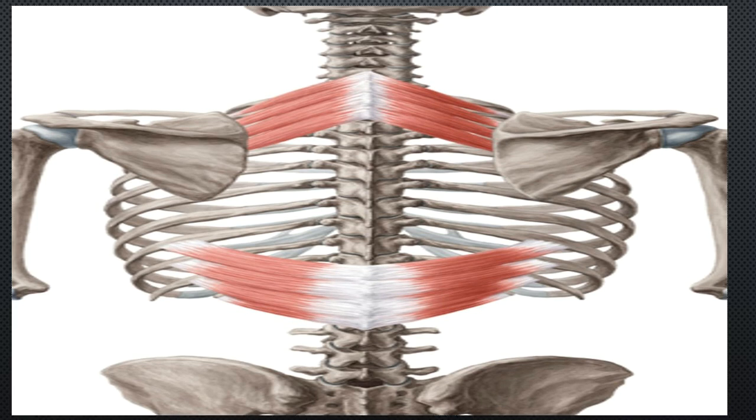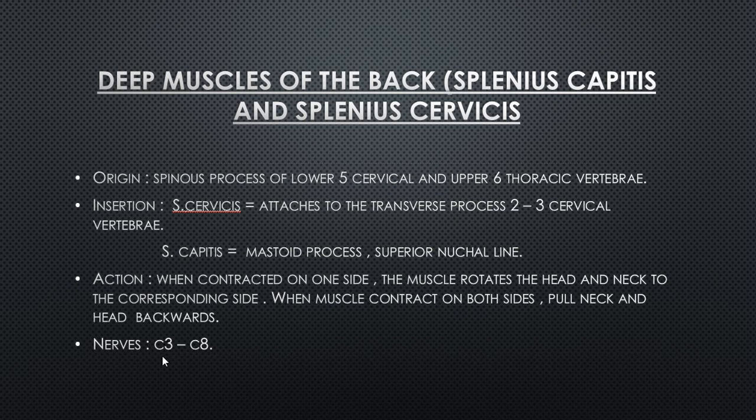The deep muscles of the back. The first one is splenius capitis and splenius cervicis. The origin is the spinous process of the lower 5 cervical and upper 6 thoracic vertebrae. The insertion of splenius cervicis is the transverse process of the second and third cervical vertebrae. The insertion of splenius capitis is the mastoid process of the temporal bone and the superior nuchal line.